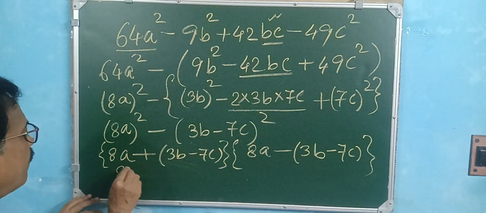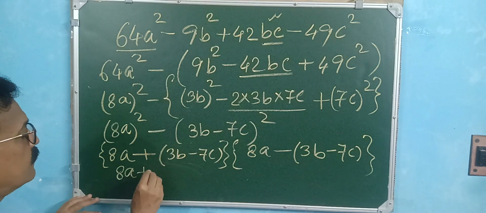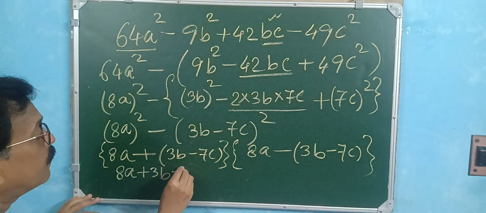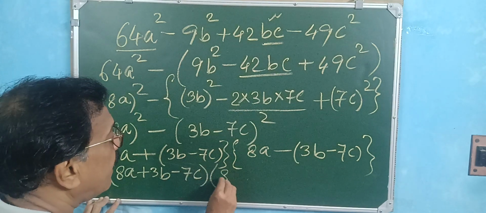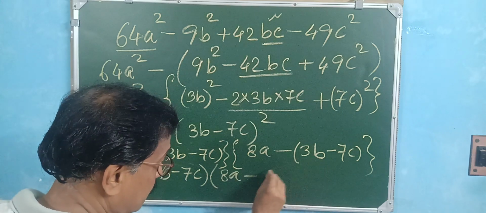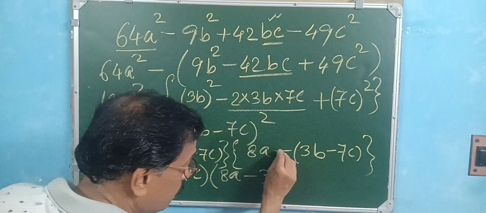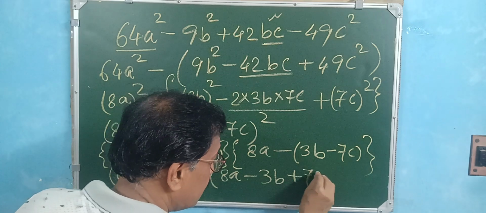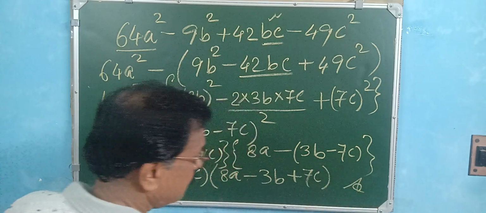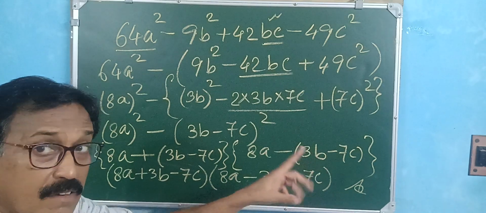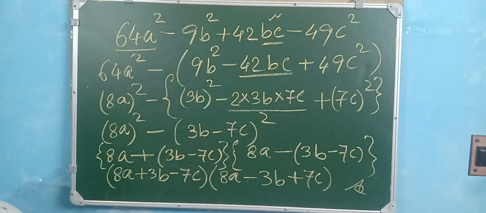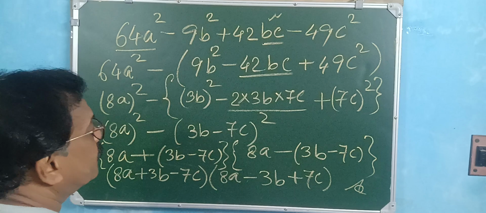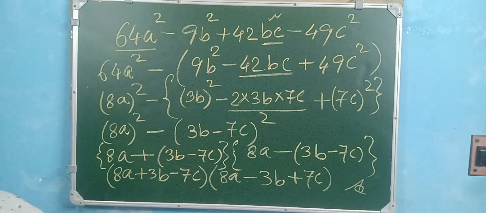Now this is 8a, just out of the bracket, plus 3b, plus minus 7c. Okay? Now this is 8a minus 3b. Now, the very important thing, minus plus 7c. Maximum students do this wrong. For using the bracket is always needed. So what is the answer? 8a plus 3b minus 7c, 8a minus 3b plus 7c. Clear?